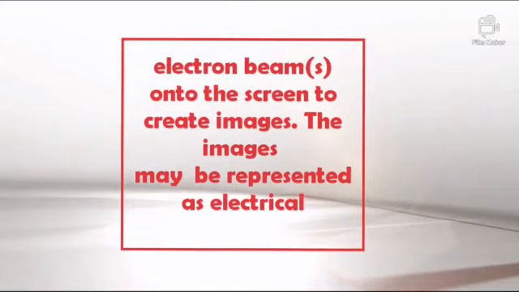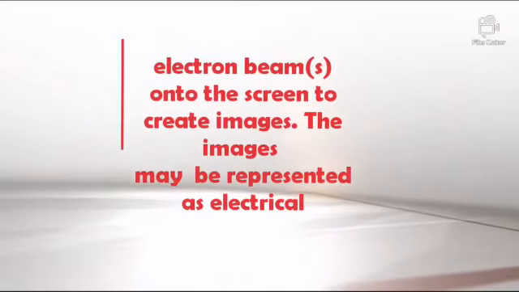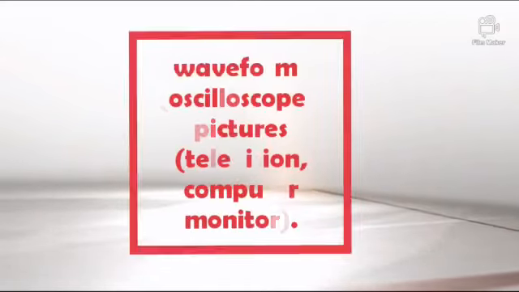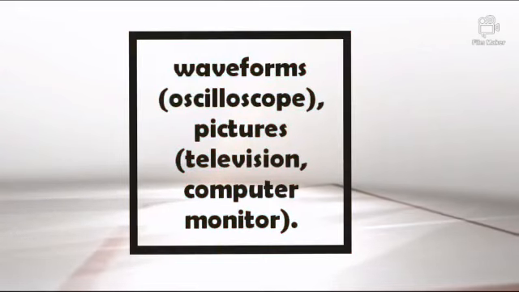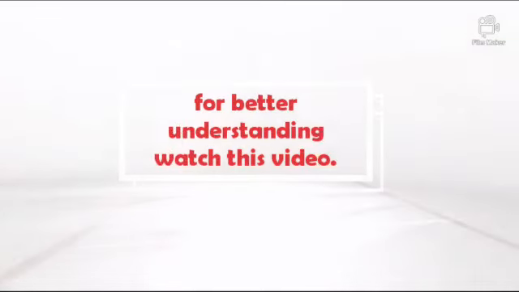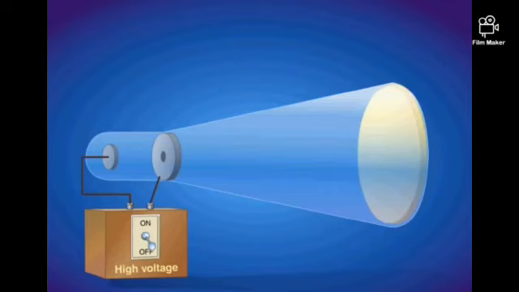These images can be represented as electric waveforms in terms of your oscilloscope, or can be presented as pictures like your television and your computer monitor. I want you to watch this video for better understanding. A cathode ray tube is the forerunner of the television tube.